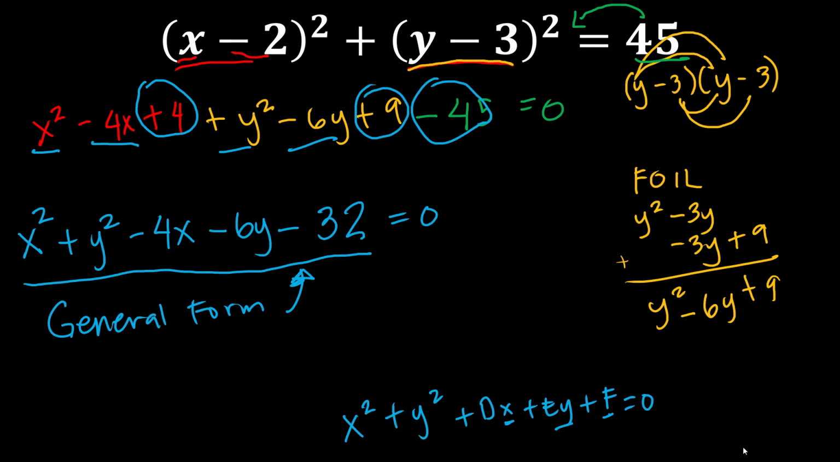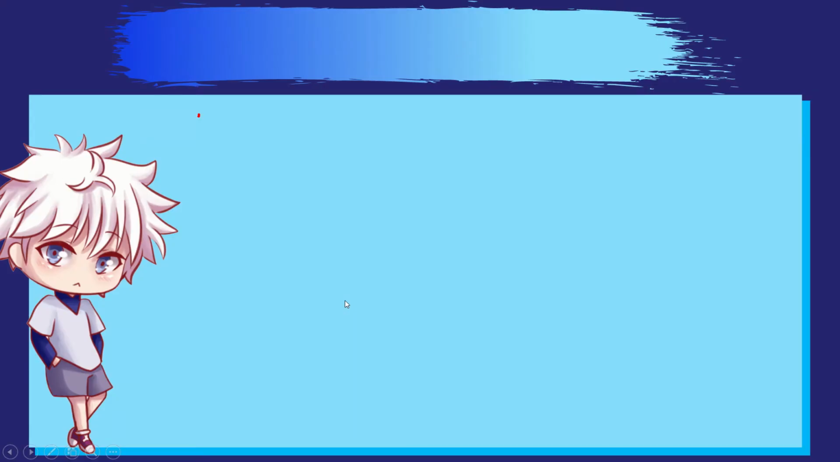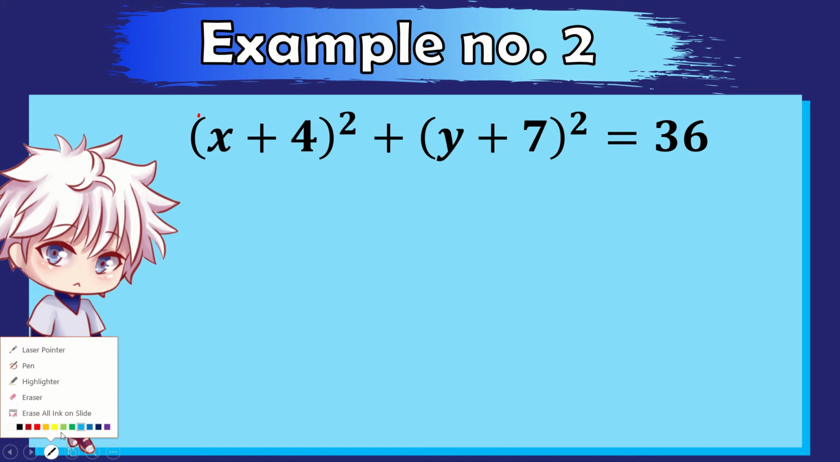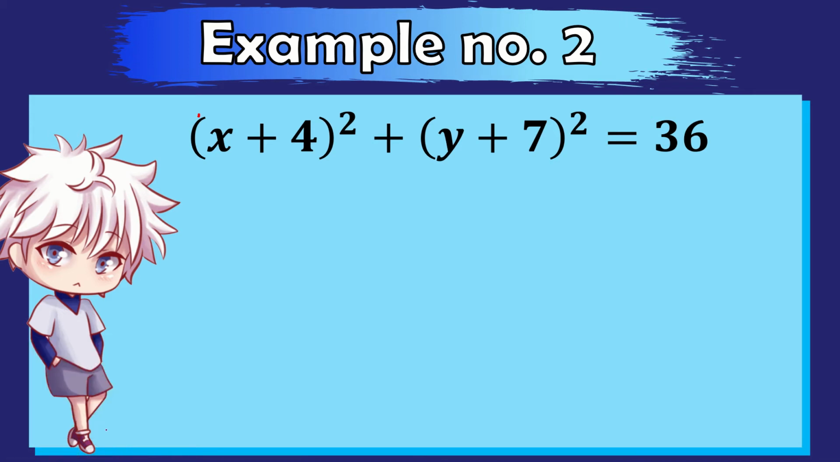Okay, let's move with our second example. So for this one, for example number 2, we have x plus 4 squared plus y plus 7 squared is equal to 36. So again po, katulad nung kanina, let us have first the coordinates of the center and the length of the radius.